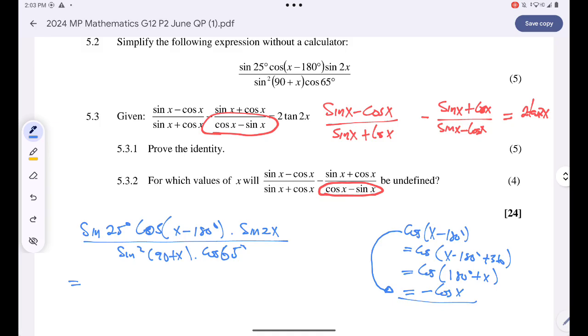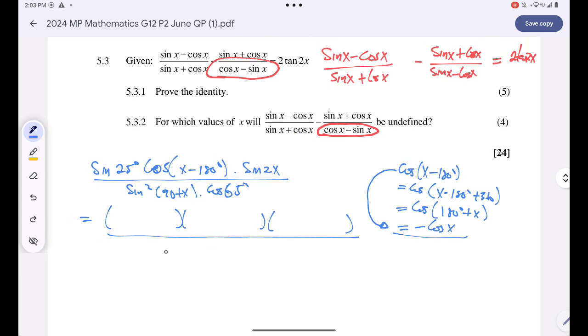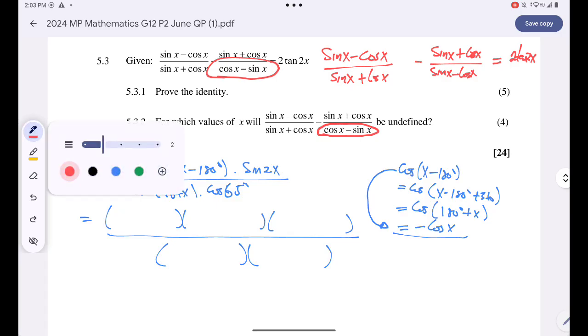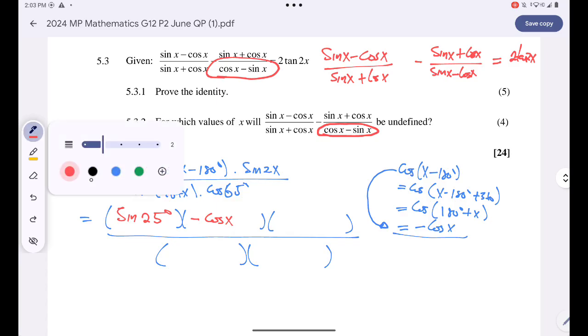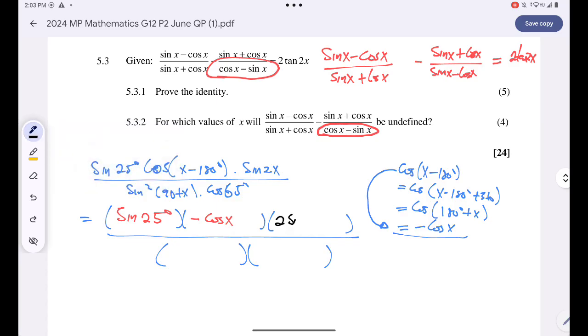Okay. So I'll simply have, let me just build my structure at the bottom as well. Okay, I simply have sine of 25 degrees, and then over there I have negative cos of x, and then the double angle for sine is just 2 sine x cos x.